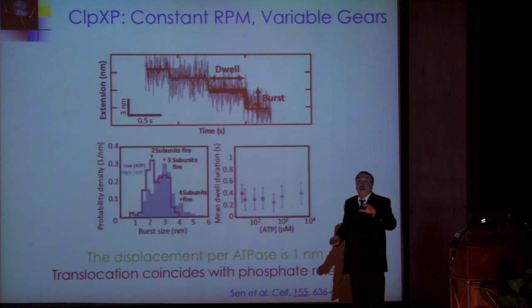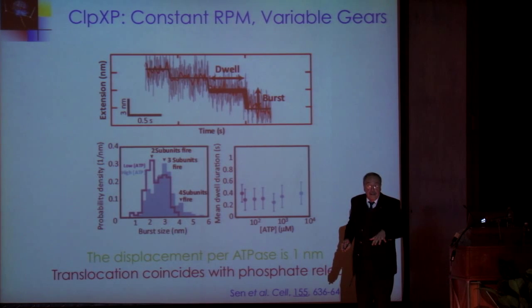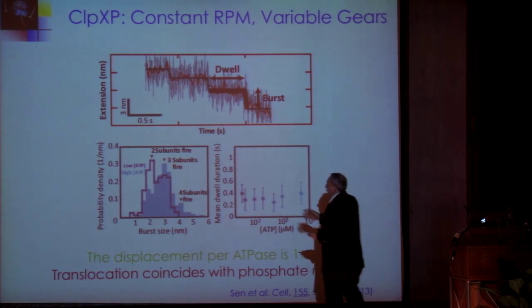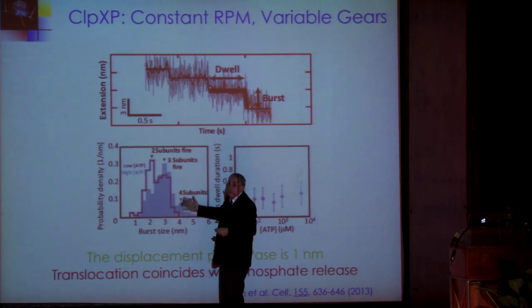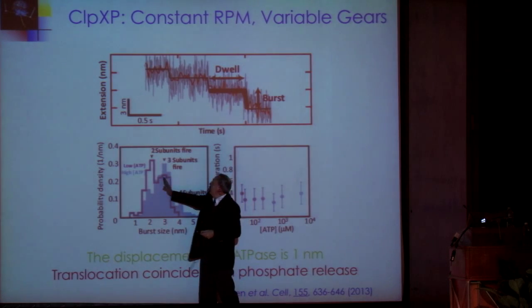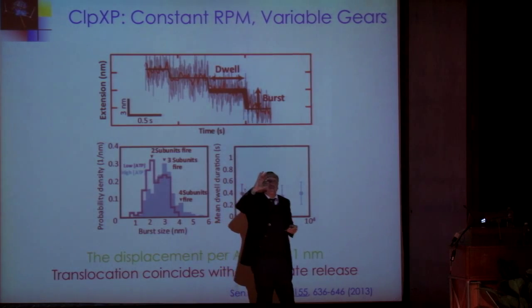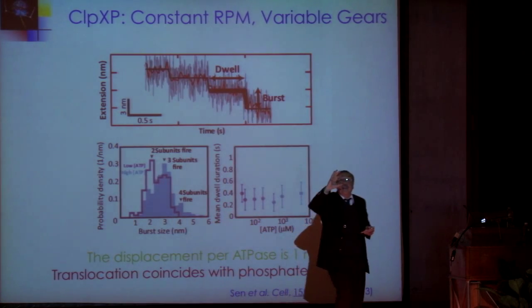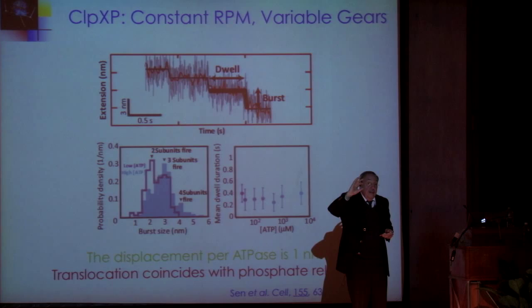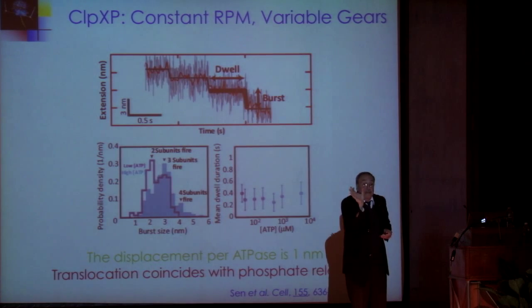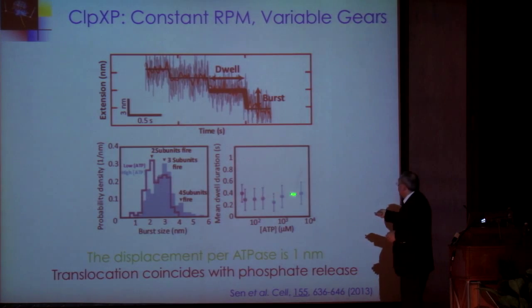Okay? Now you lower the concentration of ATP, the fuel, and then you see that the 4 nanometers disappear, and mostly you get 2 nanometers. In other words, if you lower the concentration of ATP, the burst size gets smaller. What about the dwell time? The dwell time is invariant.